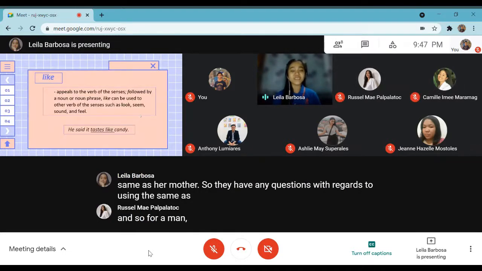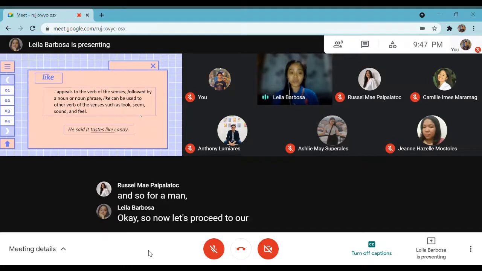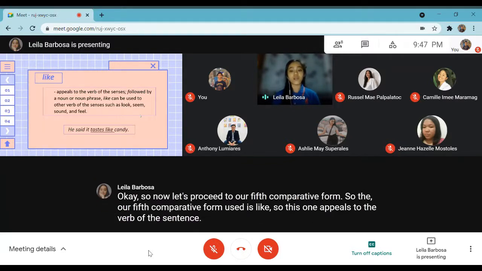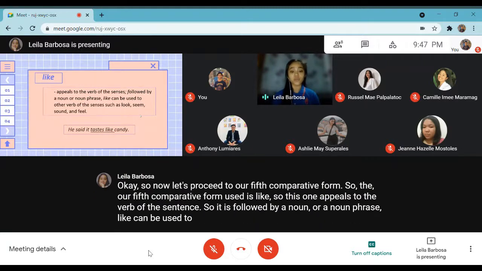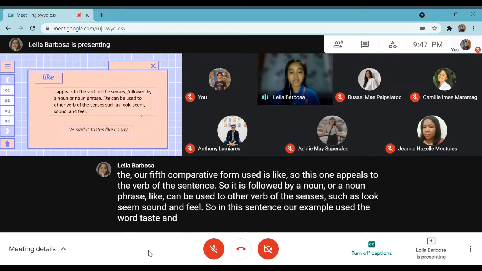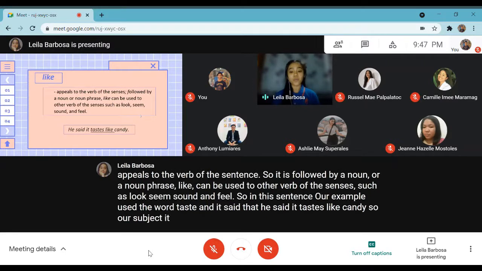Okay, so now let's proceed to our fifth comparative form. Our fifth comparative form used is "like." This one appeals to the verb of the sentence. It is followed by a noun or a noun phrase. Like can be used with other verbs of the senses such as look, seem, sound, and feel. In our example, the word taste is used: "It tastes like candy." So our subject, it, is compared to the taste of candy.